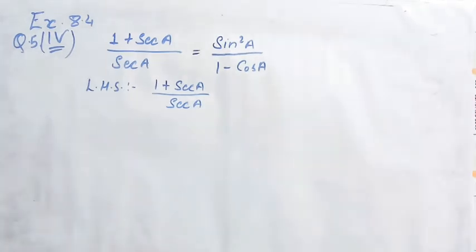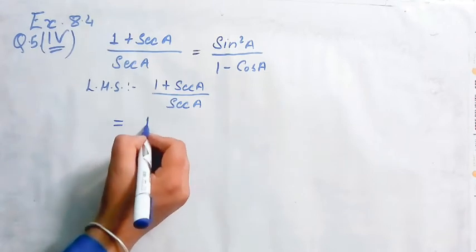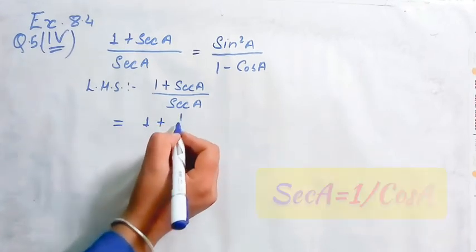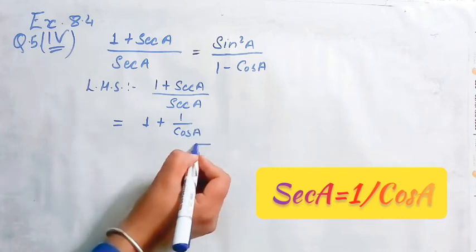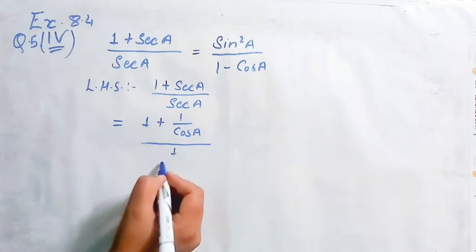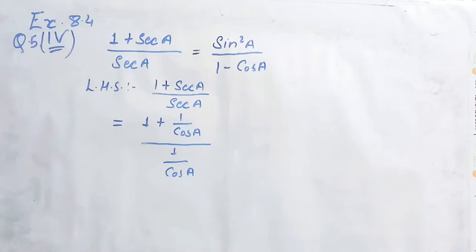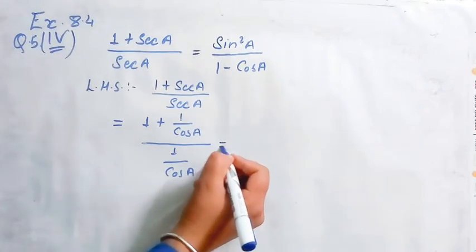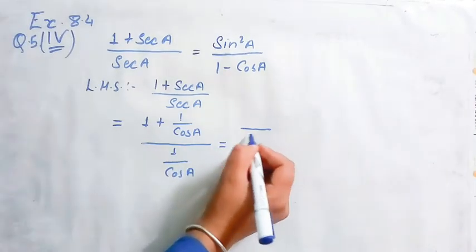We know that secant A in the form of cos A will be written as 1 upon cos A, means secant A equals 1 upon cos A, and same in the denominator, again it is 1 plus cos A. Now simplify it. Then take LCM in the numerator.